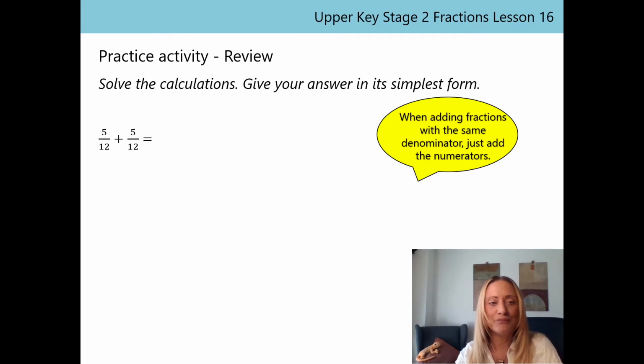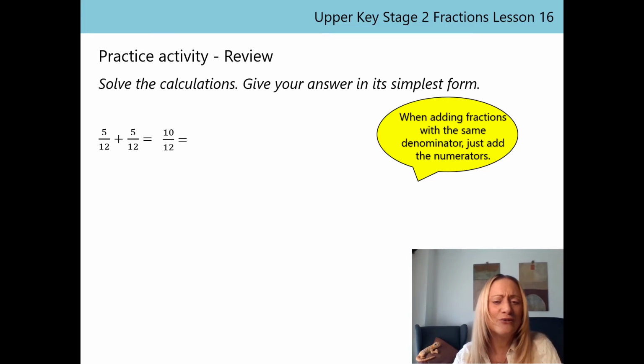Let's try the first one. So 5 1/12 plus 5 1/12 is equivalent to how many 12s? What did you do? Did you say that was the same as 10 12s? Really well done. Why did you say it was the same as 10 1/12? That's right. It's because our unit is 1/12. So we're counting in 1/12. So if we have 5 1/12 and we add another 5 1/12, we've got 10 12s altogether.